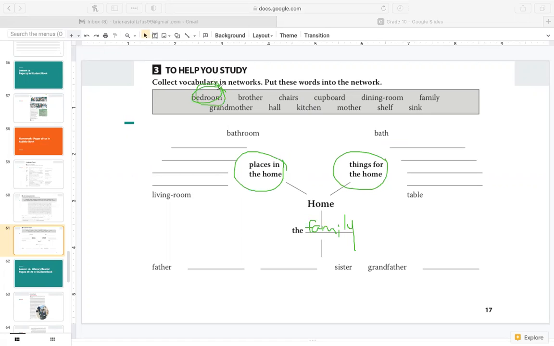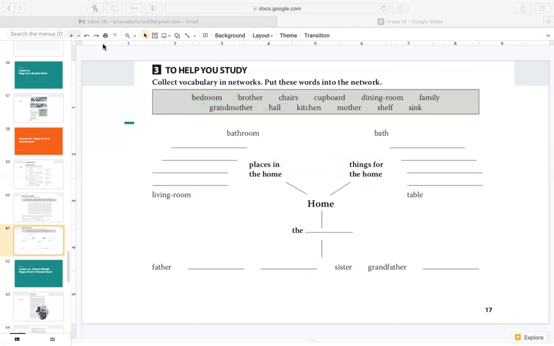Bedroom. Of course, bedroom is a place in the home, so you will write it here. Bedroom. What about brother? Is a brother a place, a thing, or family? Of course, it's family, so you'll write brother here. What about chairs? Are chairs a place, a thing, or family? Chairs are things, so you can write chairs here.